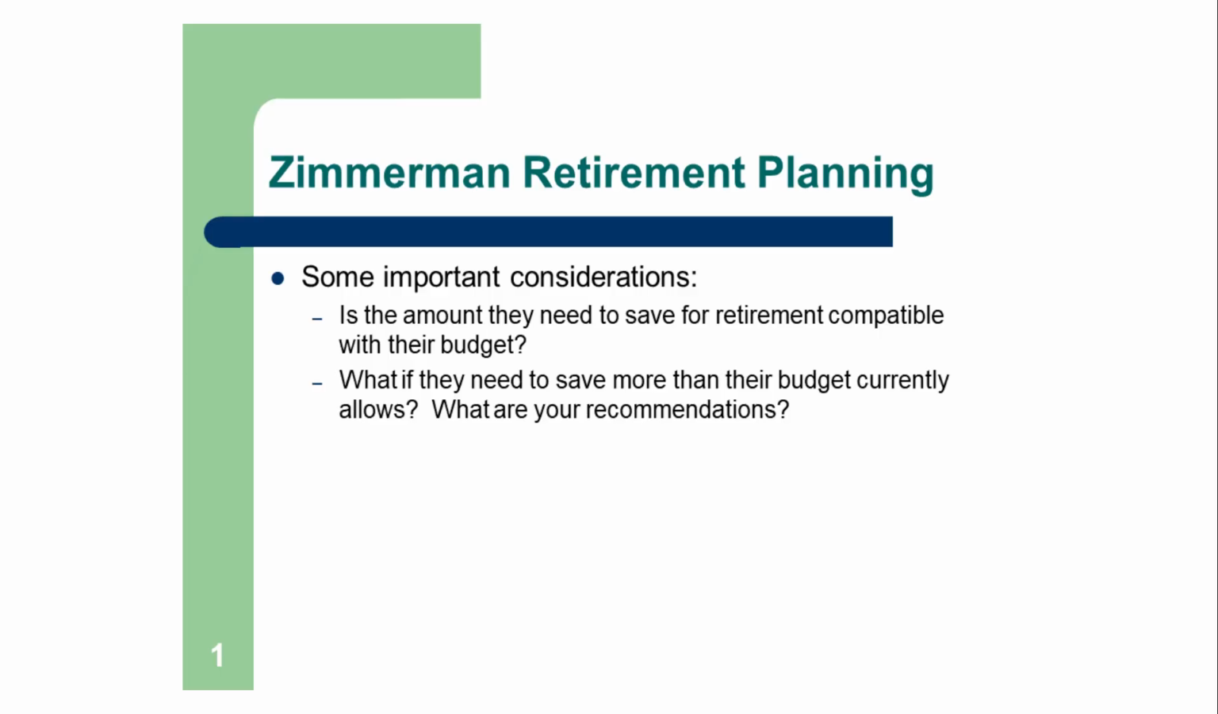Once you know how much the Zimmermans need to save, you will next evaluate whether it fits within their budget. If it doesn't, you must think about what changes they could make in order to support important goals like saving for retirement. For example, should they find ways to increase their income, to reduce expenses, or perhaps both? This is where your recommendations will make a real difference in their long-term financial outlook.